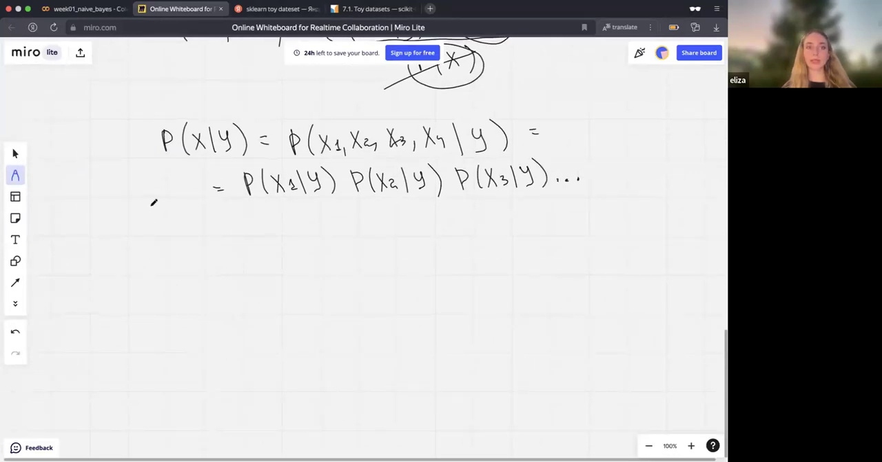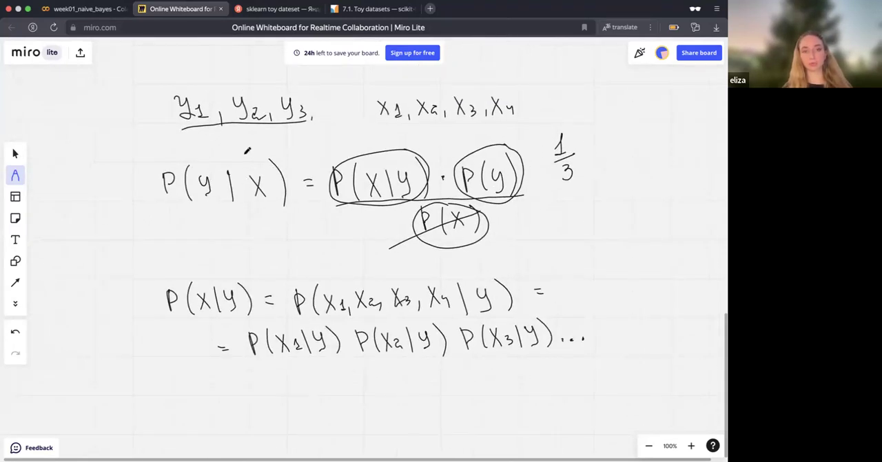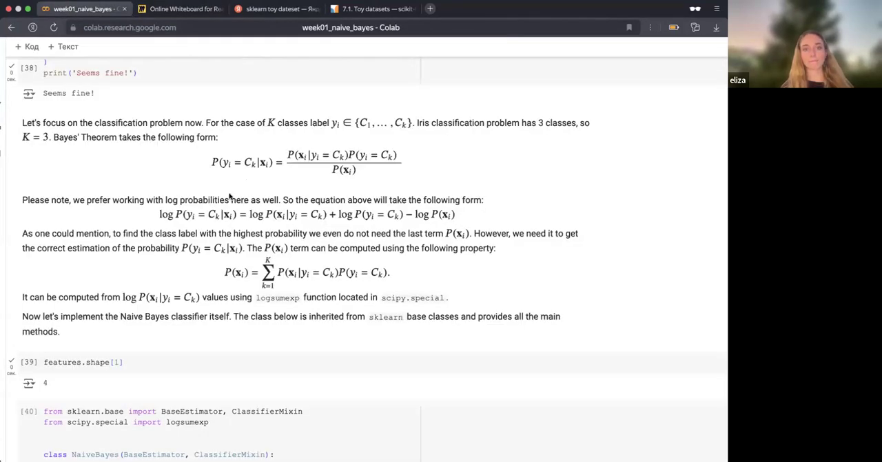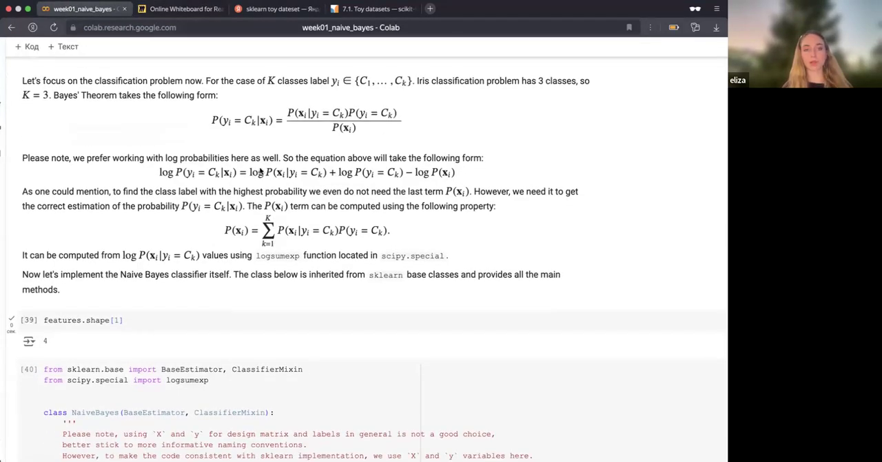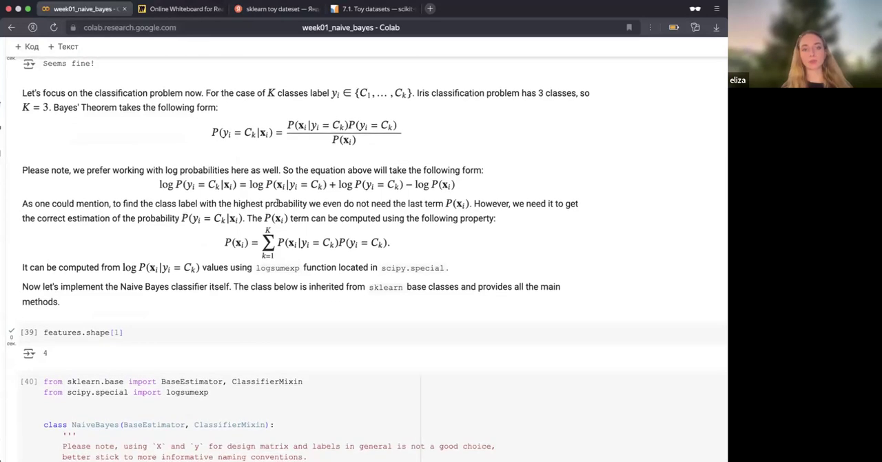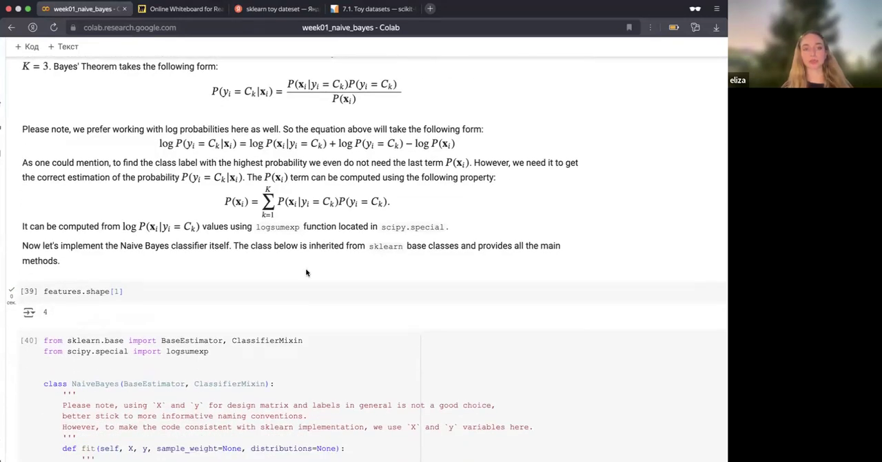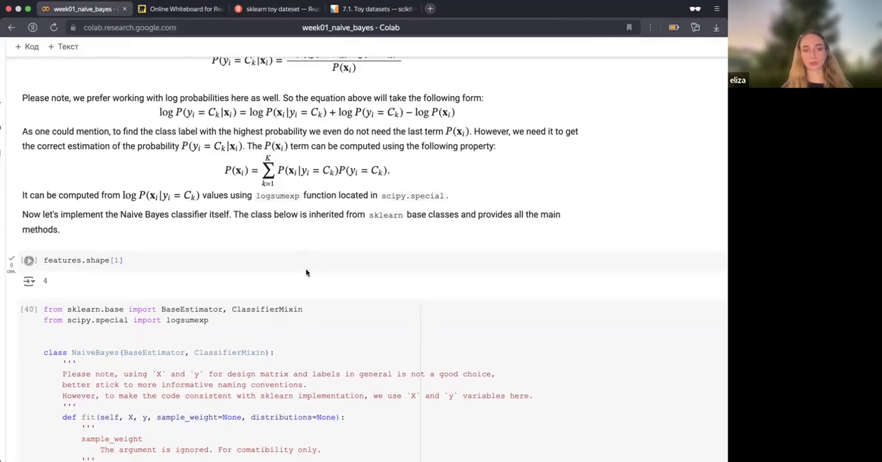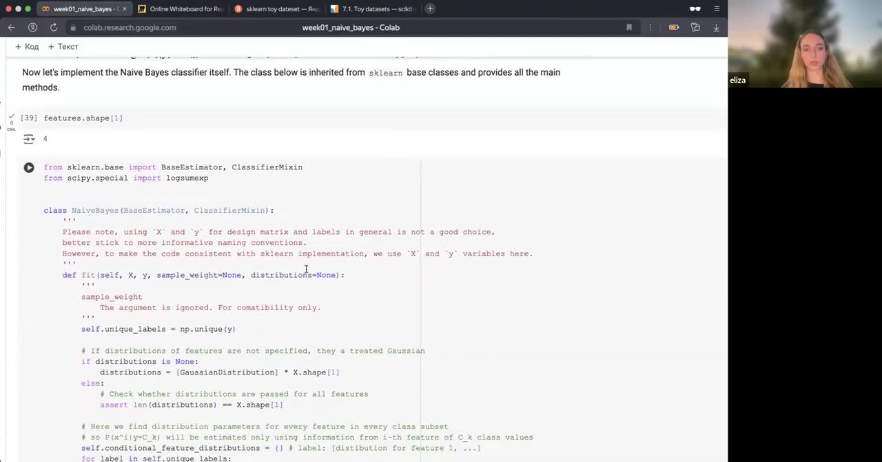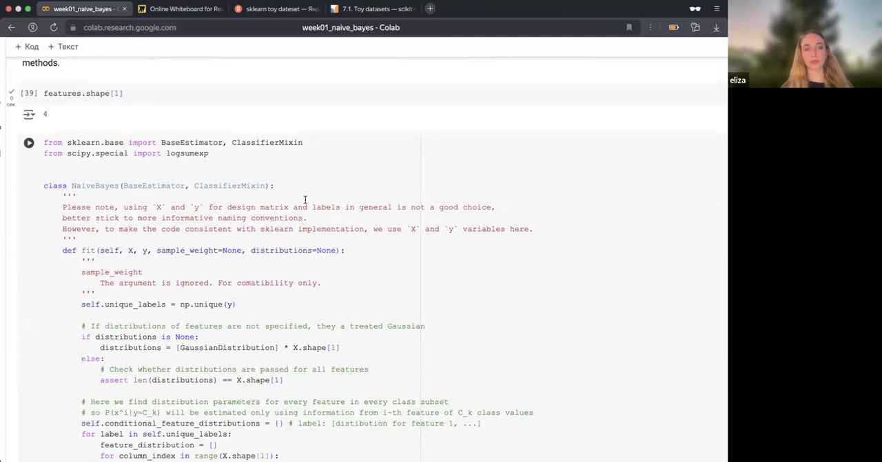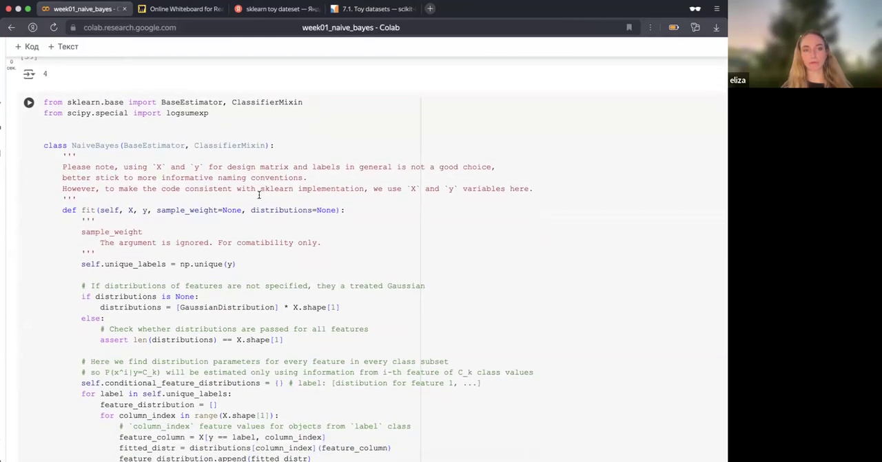Okay, we understood what we need to calculate for defining the label for new features. In our notebook, you can see these operations in more detail, but I think we can go to implementing naive Bayes.